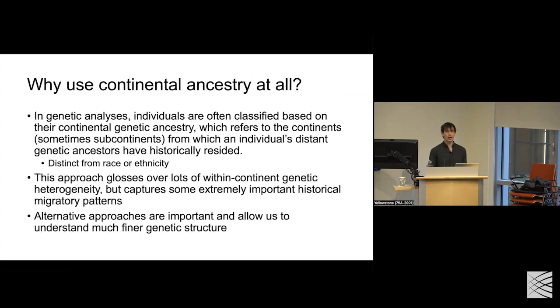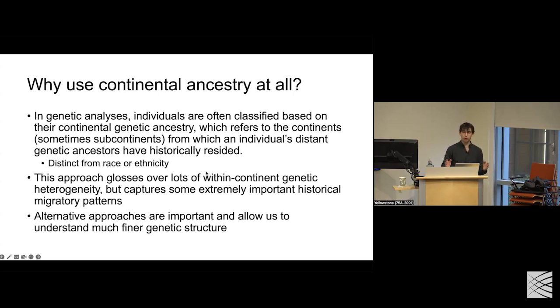And so given that these population labels are unable to explain most of the genetic variation, why consider this at all? In genetic analyses, individuals are often classified based on their continental genetic ancestry. This refers to the continents or subcontinents from which an individual's distant ancestors have historically resided. And so this is really based on where your genome has come from, and it's distinct from self-identified race or ethnicity.